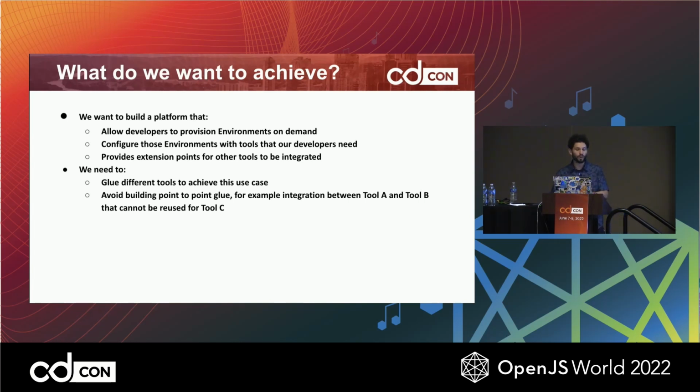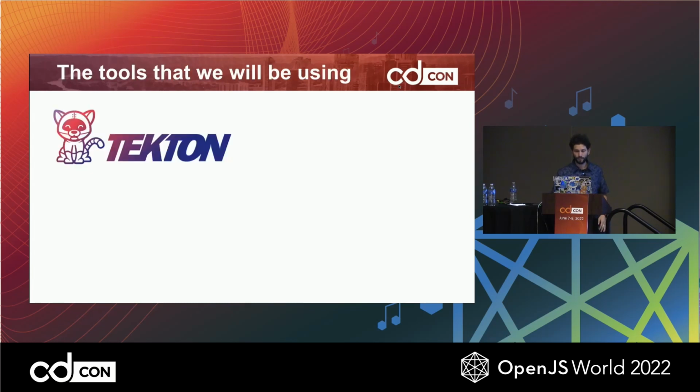And we want to avoid something that we discussed in the previous panel. We need to avoid building point-to-point integrations. We should avoid at all cost just writing an integration point where we connect two tools together, and then we cannot reuse that integration code to add a new tool that we maybe don't know right now.